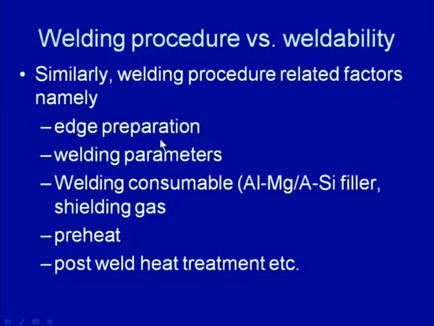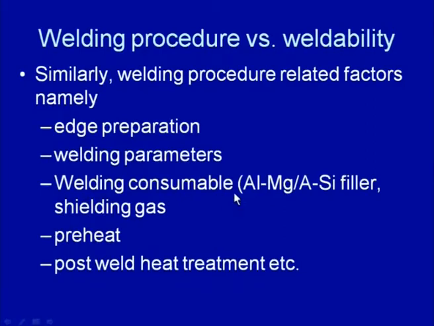Similarly, the welding procedure significantly affects the weldability of aluminum alloys. For example, edge preparation: if the edge is prepared properly, with proper cleaning to remove the aluminum oxide. The welding procedure parameters, like proper welding speed and current, are used for ensuring proper melting of the faying surfaces in order to develop the weld joint. If the welding current is low, then due to the high thermal conductivity, it may be difficult to melt the faying surfaces of the aluminum.